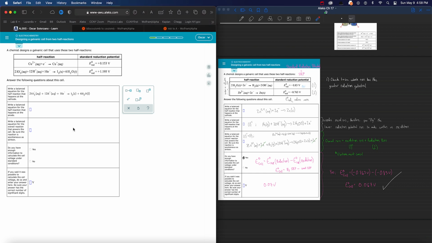So just to give you guys an illustration, this is what I mean. You just flip the equation. It's the easiest way of explaining this.